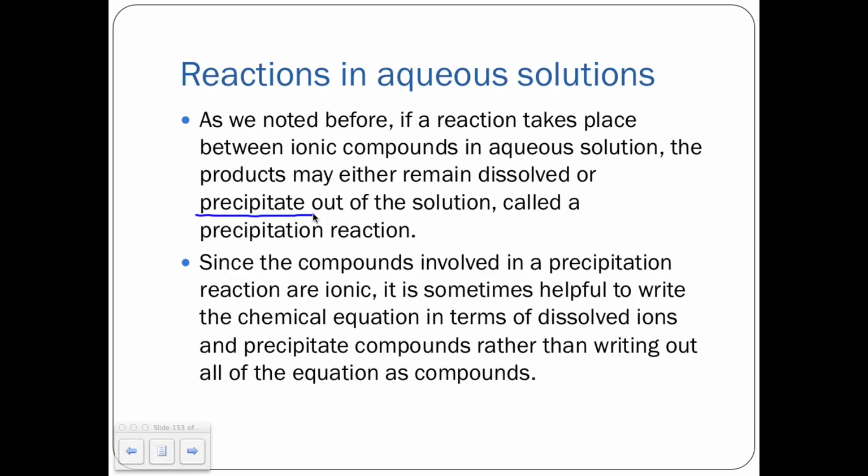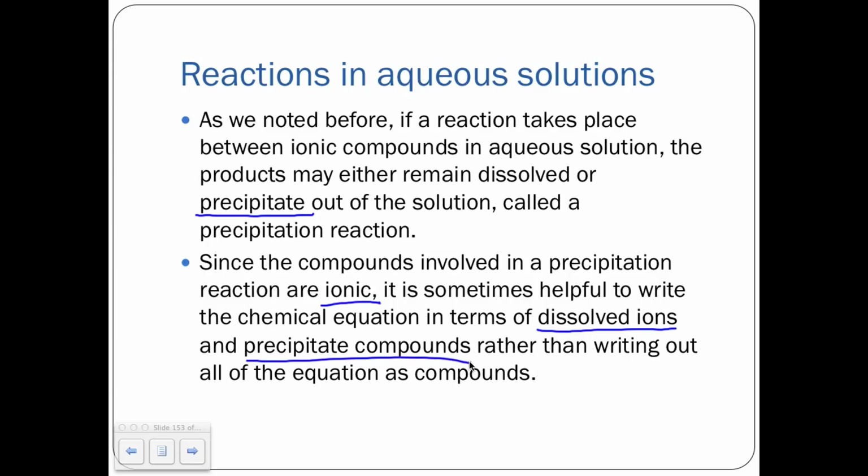Now, because the compounds involved in a precipitation reaction are typically ionically bonded, it's sometimes helpful to write the chemical equation not like we had before in terms of the compounds. We can instead write them out in terms of the dissolved ions and the precipitate compounds in the solution.